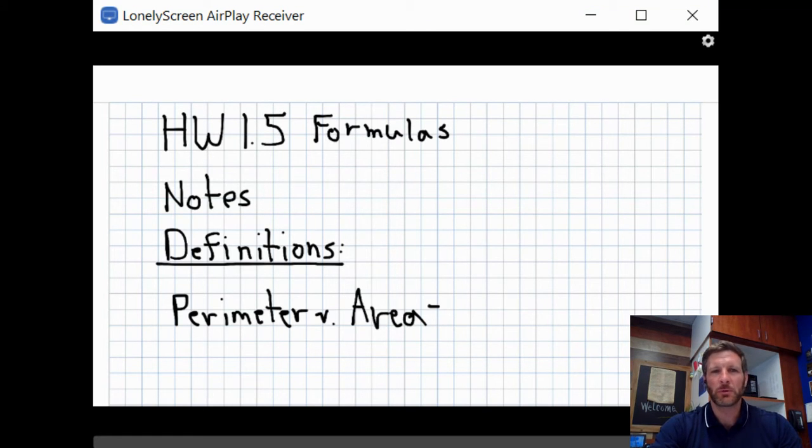So, chapter one's a little bit of a grab bag of topics. We were just doing lines and segments and then angles, and now we're basically doing a review of basic formulas. So, let's jump right into the notes section for homework 1.5 and the definitions.